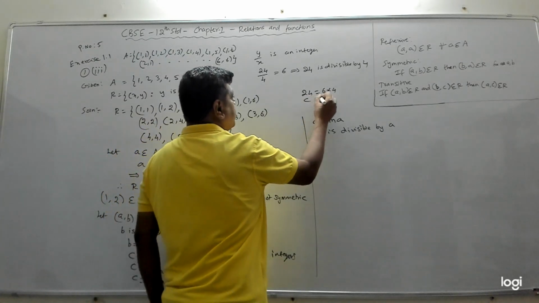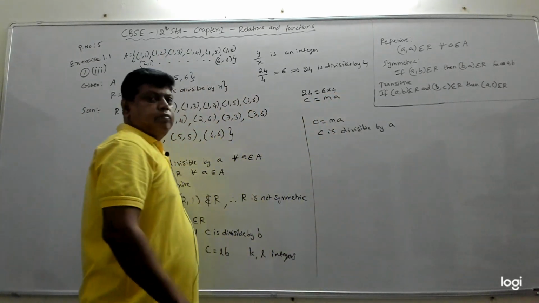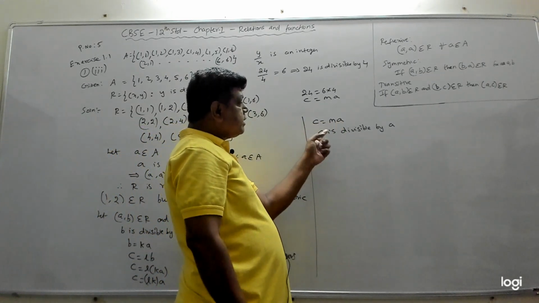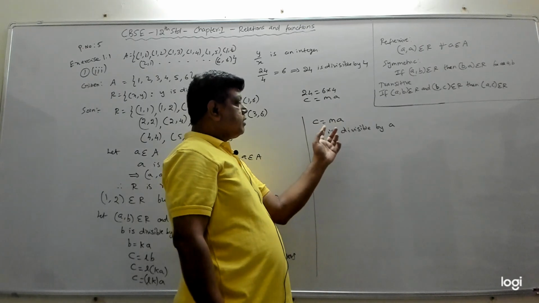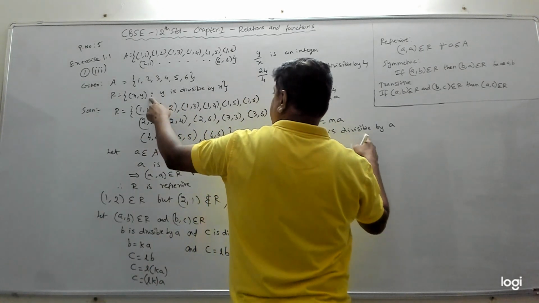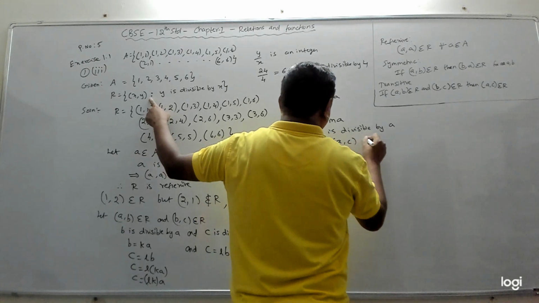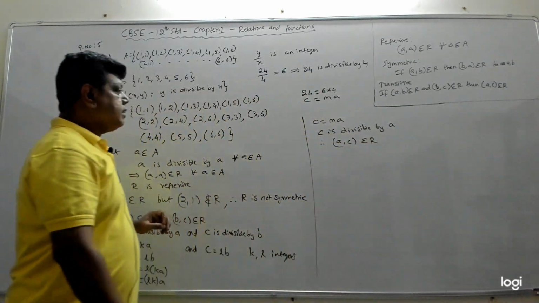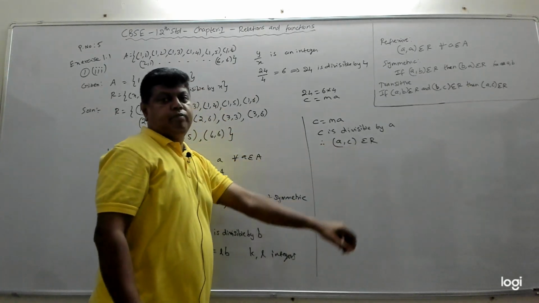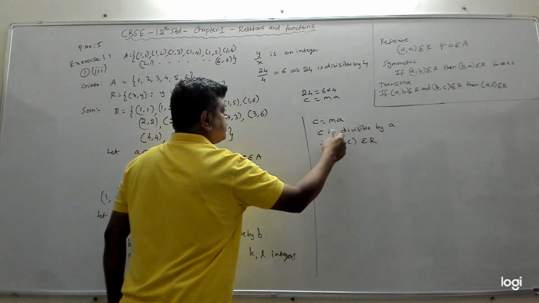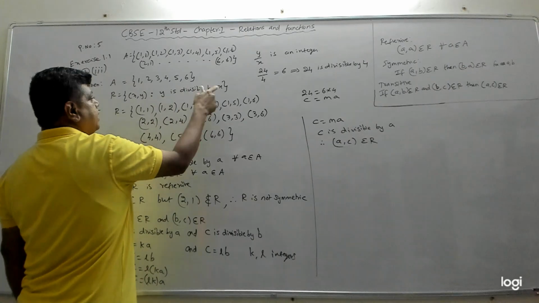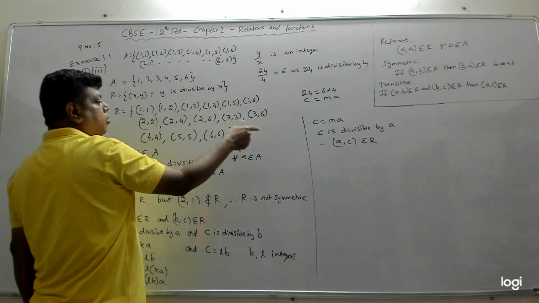Like C is equal to MA. So when C is equal to M times A, C is a multiple of A, which means C is divisible by A. Therefore when C is divisible by A, we can say (A, C) belongs to R, because of the definition: C is divisible by A means Y is C, X is A, which means (A, C) belongs to R.